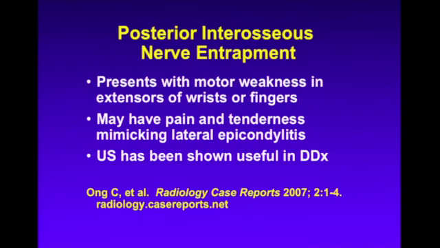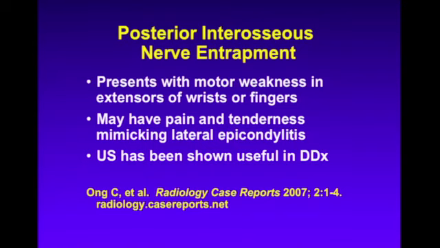Now, there's a very important branch of the radial nerve called the posterior interosseous nerve. It's actually more properly called the deep motor branch of the radial nerve until it pierces the supinator muscle, and then it becomes the posterior interosseous nerve. But in common usage, most people will interchange posterior interosseous nerve and deep motor branch of the radial nerve.